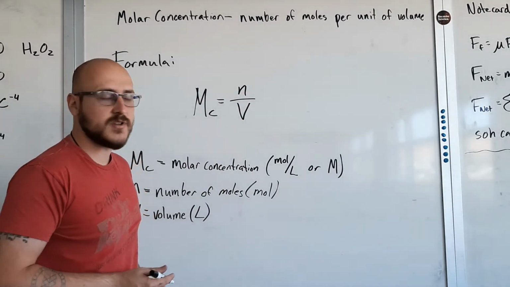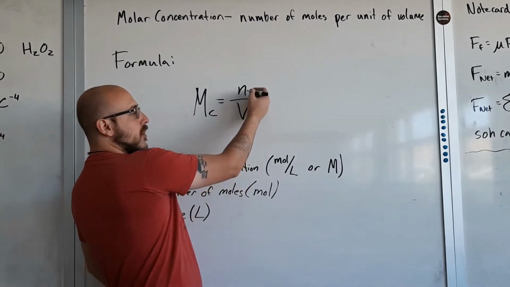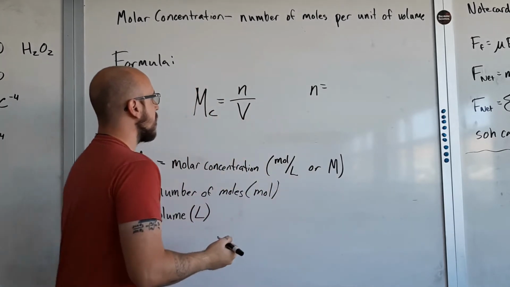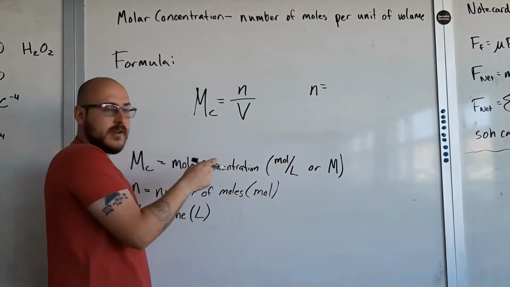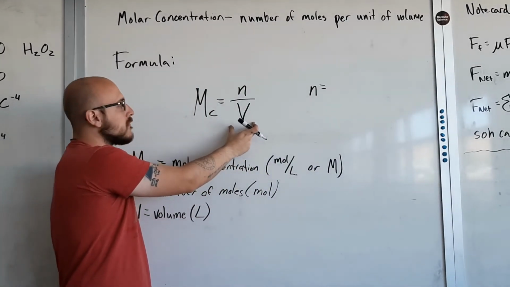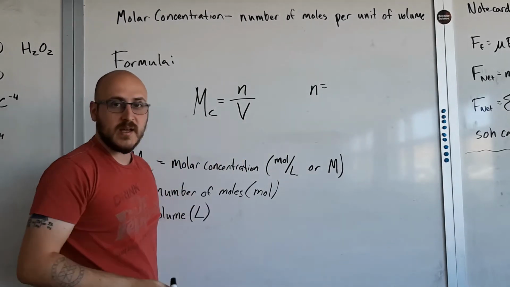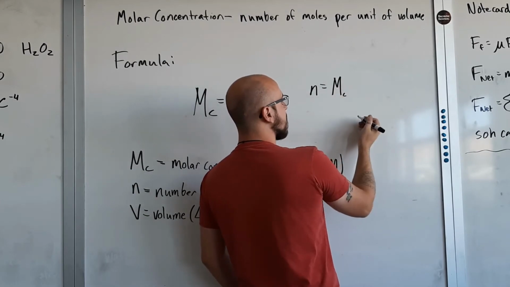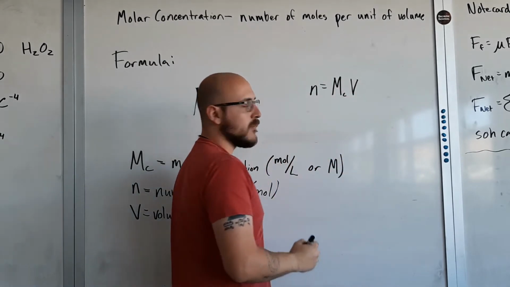Okay, so some other versions of this formula. If I wanted to solve for number of moles, well, I got to get this V to the other side. Right now it's being divided. So to cancel it out and bring it to the other side, I would multiply. So another way to find your number of moles is just by multiplying molar concentration by volume.